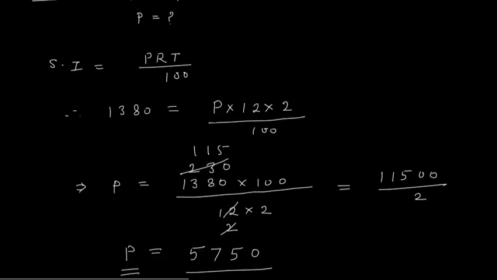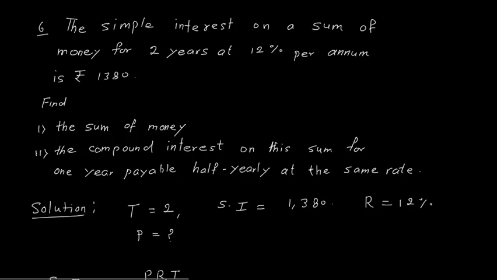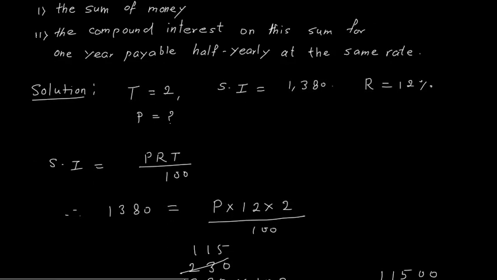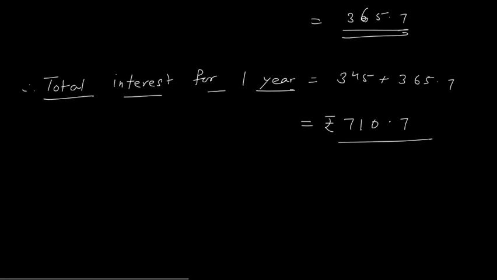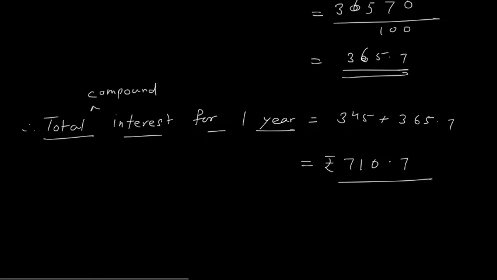This is total interest after 1 year. The compound interest on this sum for 1 year, payable half yearly at the same rate. So total interest, you can say total compound interest. Okay, when we count interest on interest, it is compound interest. Okay, so now let us see the 7th question.